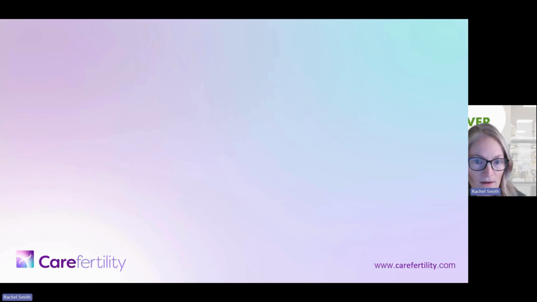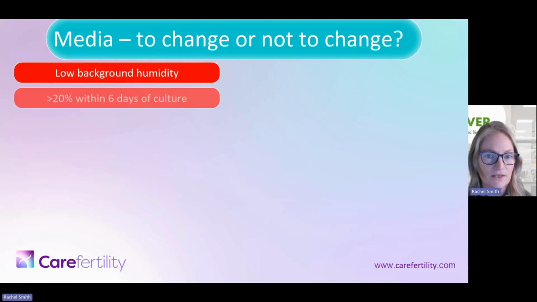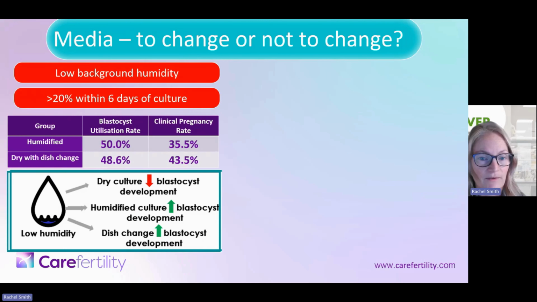So this forced us to make a very rapid change in our practice because we wanted to understand how we could repair the humidity levels and the possible evaporation and causal effect on osmolality back to a normal level for our patients. So by doing a dish change on day 3, we felt that this would overcome the length of time that the dish has in culture and is exposed to those high temperatures and would therefore reset the osmolality halfway through the embryo culture. And this is what we instigated.